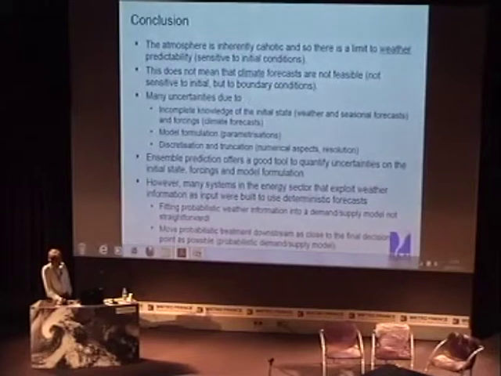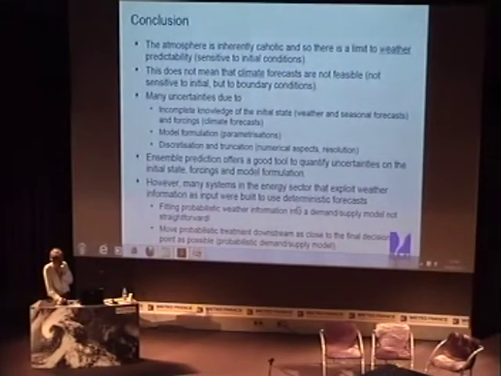There are many uncertainties due to incomplete knowledge of the initial state in weather and seasonal forecasts, and also incomplete knowledge of forcings in climate forecasts. Model formulation, the parameterizations for example, is also a large source of uncertainty. Then there are discretization and truncation, which are associated with the numerical techniques used to solve the equations and the resolution of the model. Ensemble prediction offers a good tool to quantify uncertainties in the initial state, forcings and model formulation.